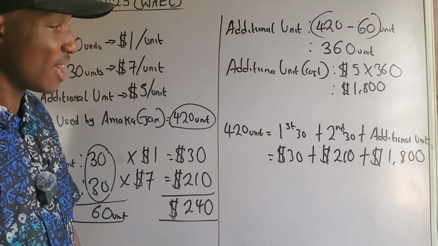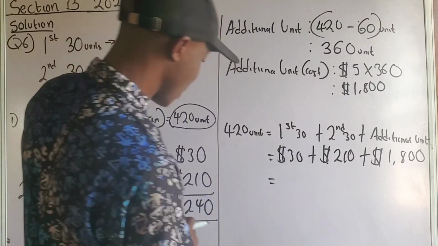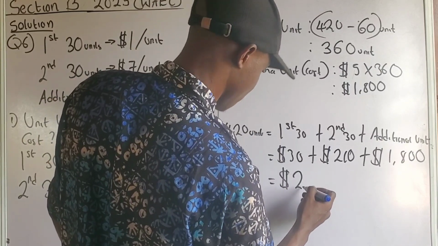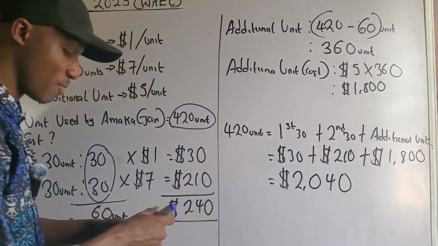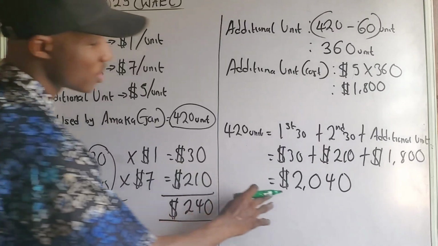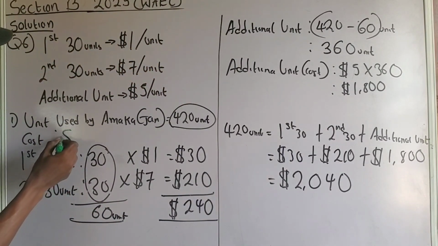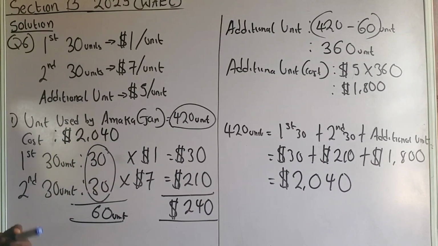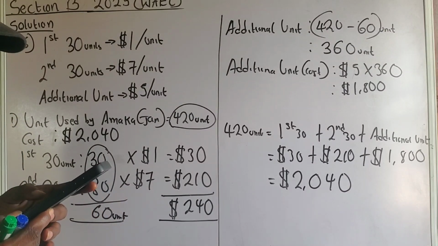Do you understand? Okay, now let's sum this together. $30 plus 210, that is $240. Okay, $240 plus 1,800, that is $2,040. So the amount of the unit of electricity that Amaka consumed in the month of January is $2,040. Do you understand the solution now? Okay. So now let's proceed to the second question under that question.